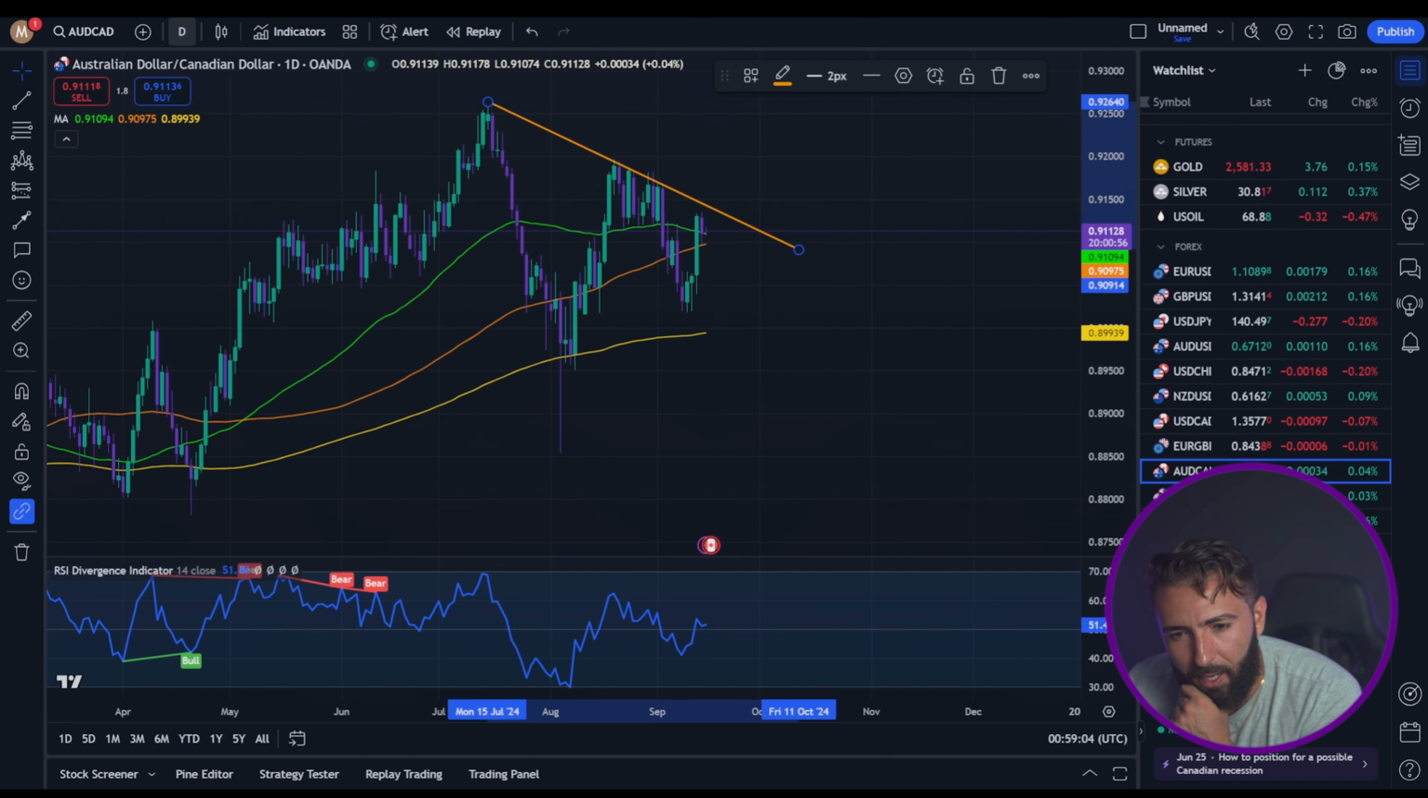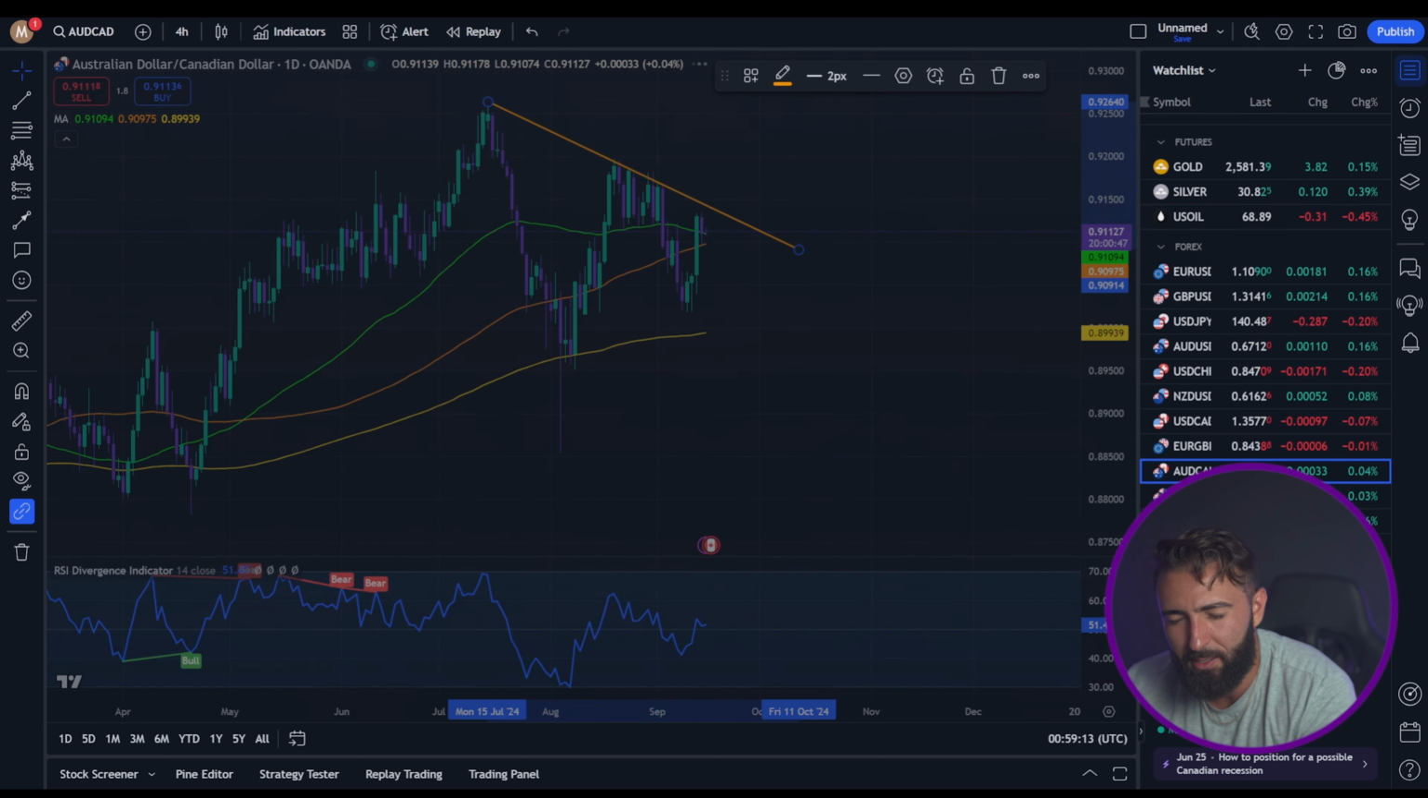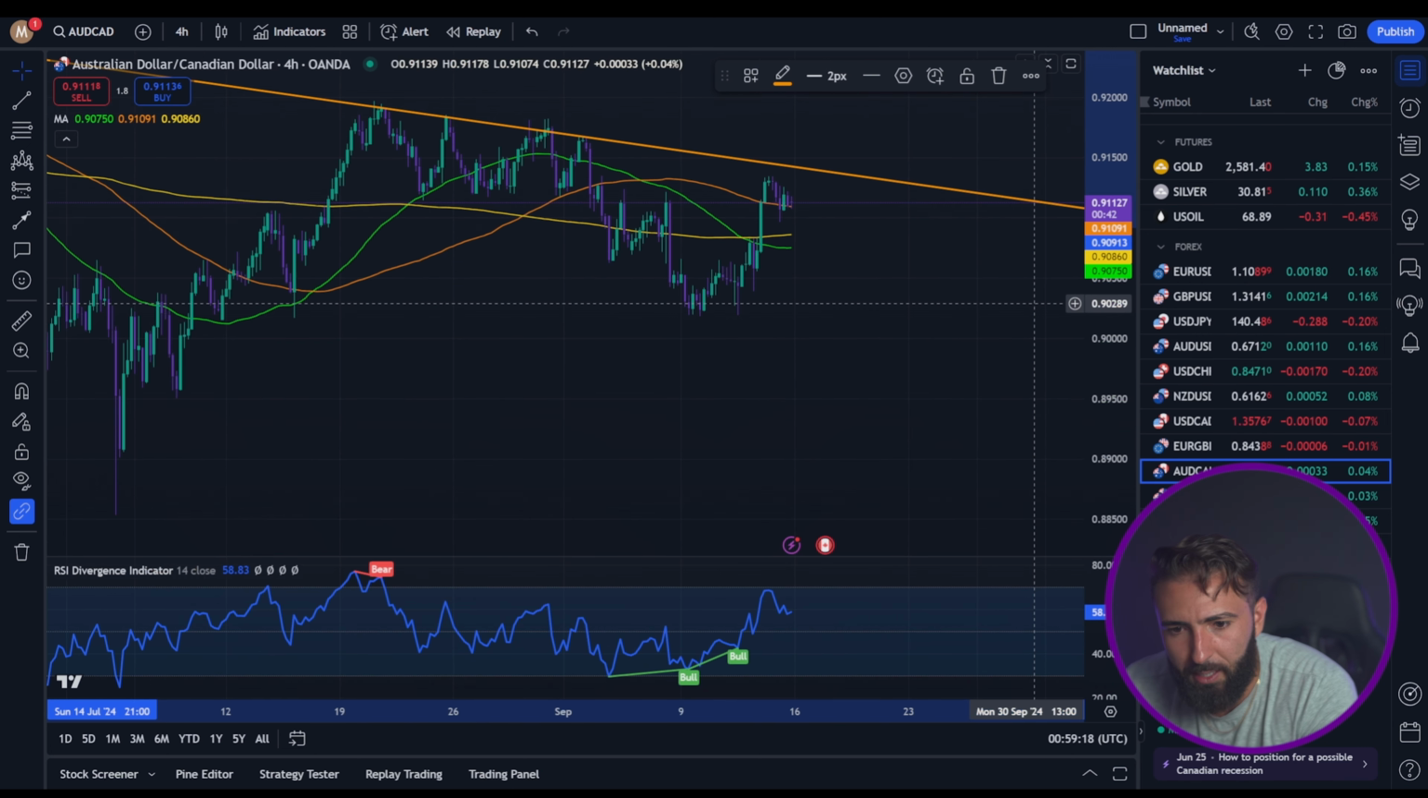I'd want smooth sailing. Shorting into resistance or anything like this is like trying to take a plane during a hurricane. It just doesn't make sense. All right, on to the next.